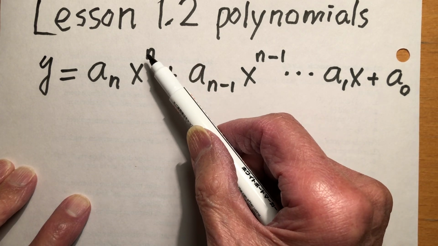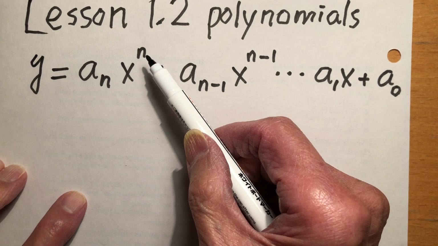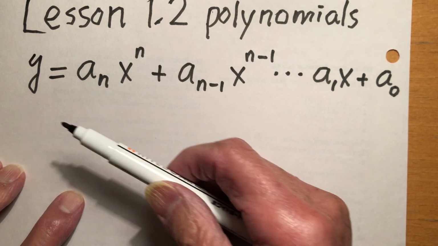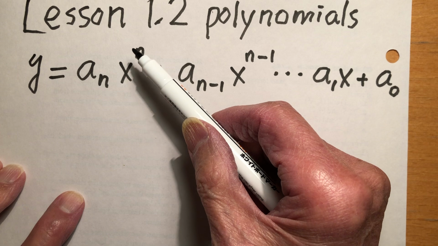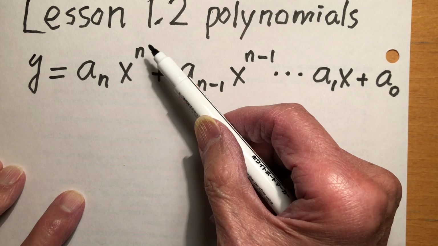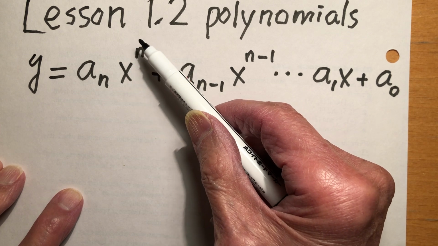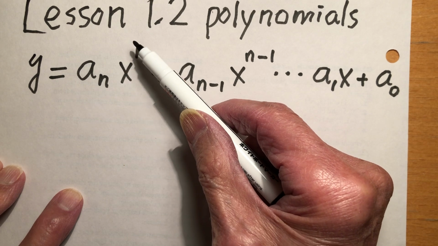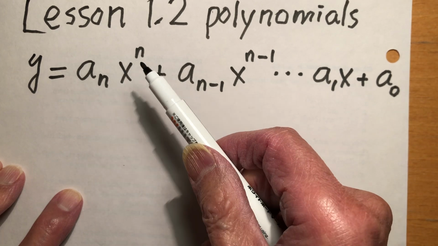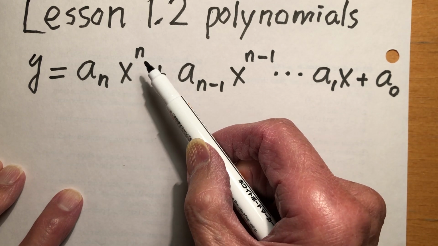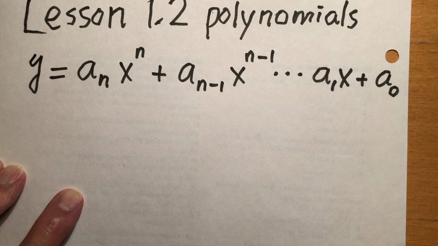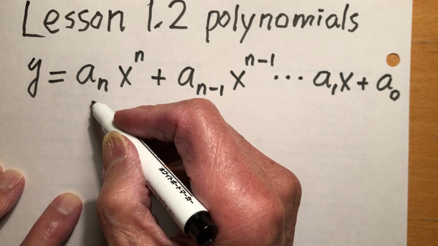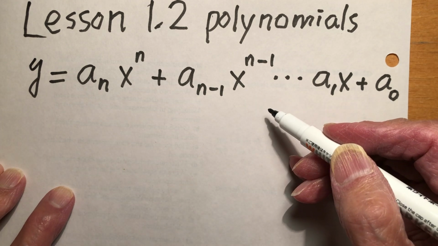So these exponents must be positive integers. It cannot be a fraction. It cannot be a negative number. It cannot be a decimal number. It must be positive integers. Let's have an example.